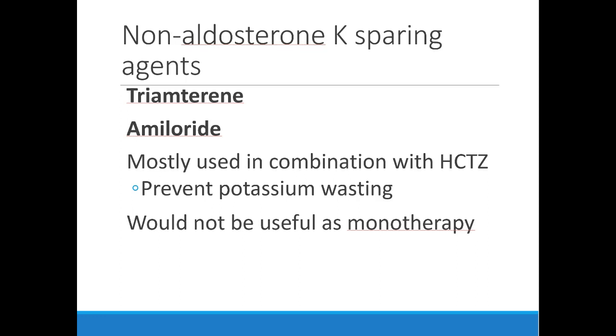Non-aldosterone potassium-sparing agents, triamterene and amiloride. The only reason I'm mentioning these at all, these usually aren't used as monotherapy. Generally speaking, they're combo drugs. So you see a lot of people on combinations like hydrochlorothiazide-triamterene, or lisinopril-triamterene, or something like that. And the reason is that some of these drugs can decrease potassium, and then if you add on triamterene or amiloride, they can negate that effect of those other agents that we've already talked about.